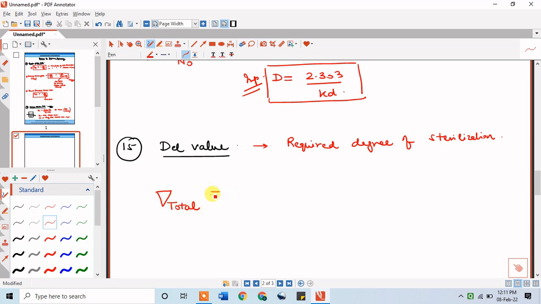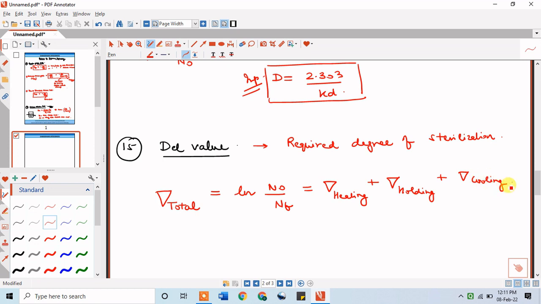Del total is equal to ln N0 by NF, which is equal to del heating plus del holding plus del cooling.